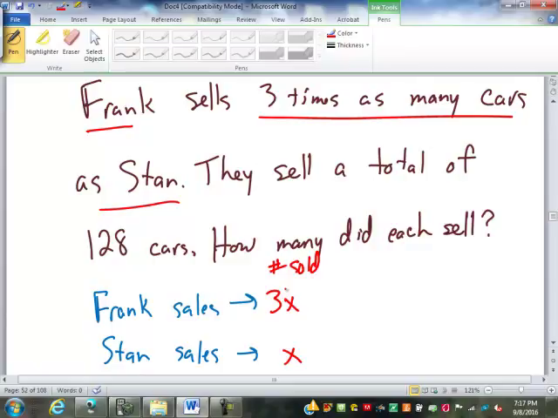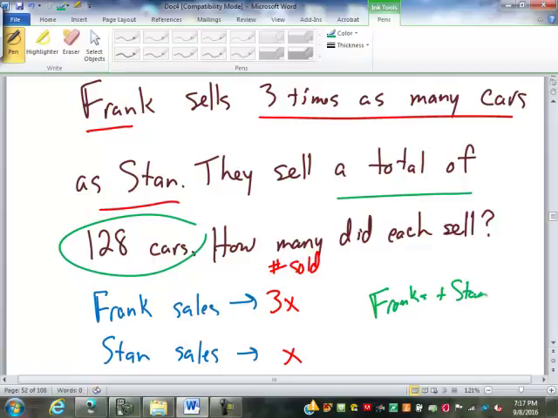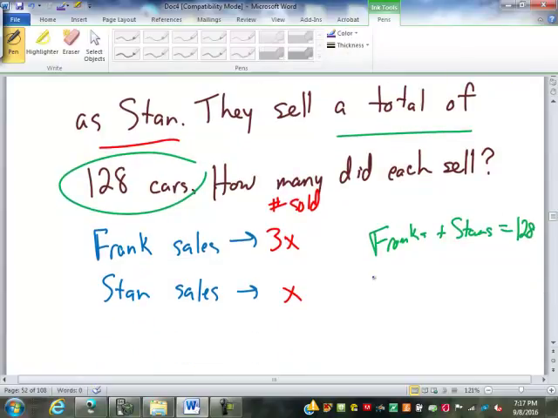So I'm going to pause there. Does everybody understand where X and 3X come from there? Frank was 3 times Stan, so we let Stan be X. Frank is 3 times X. Now we know that there's a total of 128 cars sold between them. So Frank's plus Stan's has to equal 128. Now again, you wouldn't have to write out that part of their names. But we do know that Frank is 3X, Stan is X. That adds up to 128.